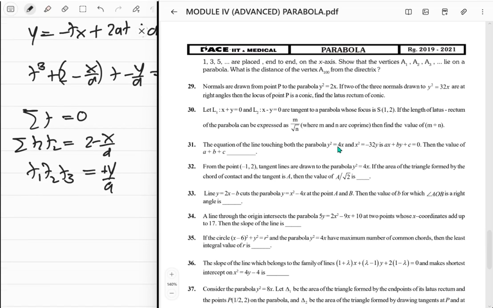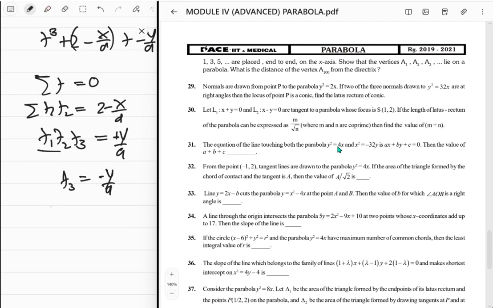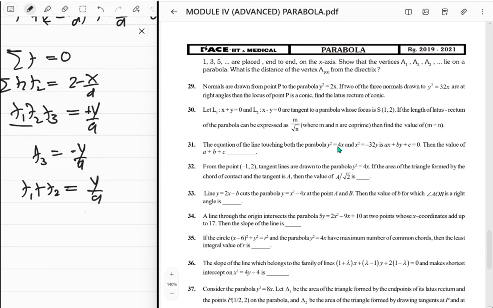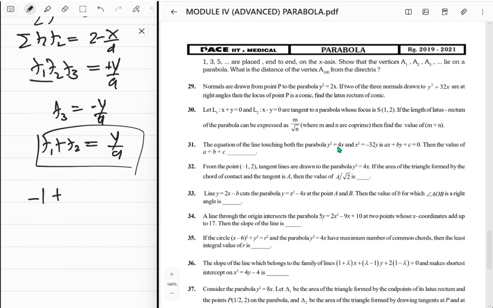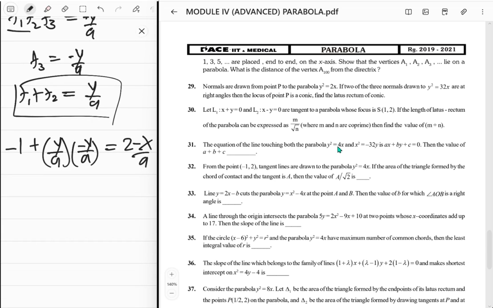But the thing is, t1, t2 is just -1, so t3 is supposed to be equal to -y upon a, just gonna put that everywhere, right? So t1 plus t2 is in fact just y upon a. Okay, that's important. And what about this guy? So t1, t2, and then t2, t3. T2 is just -1, we already know that. Plus t2, t3, and so t3 times t2 plus t1, which is y upon a times t3, is negative. That is equal to 2 minus x upon a. Hey, that's it. You got the locus.